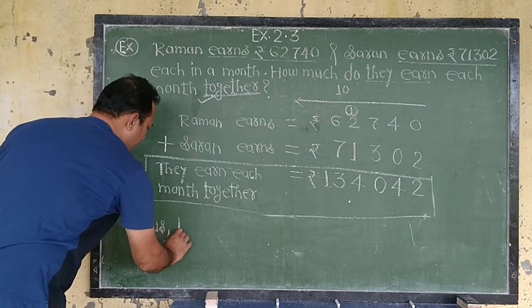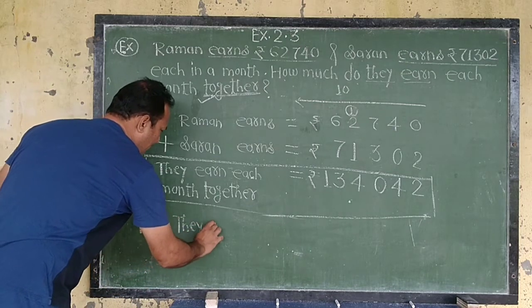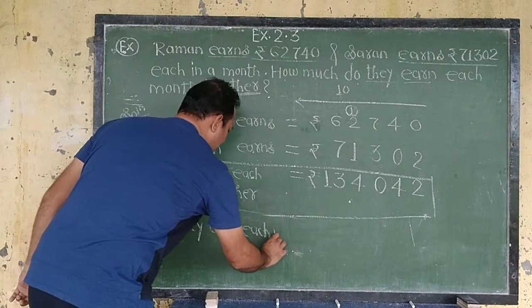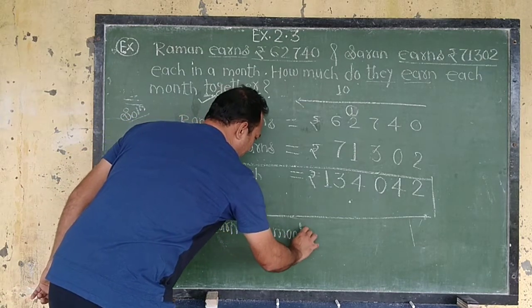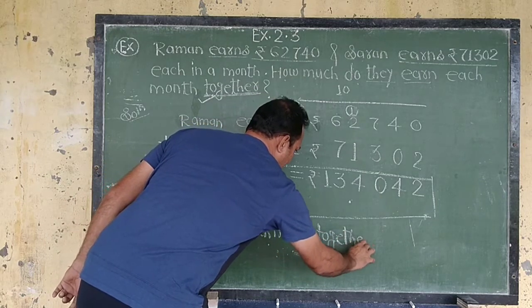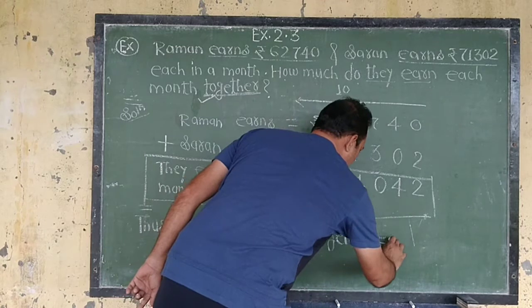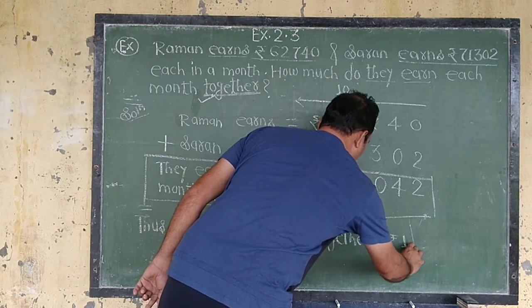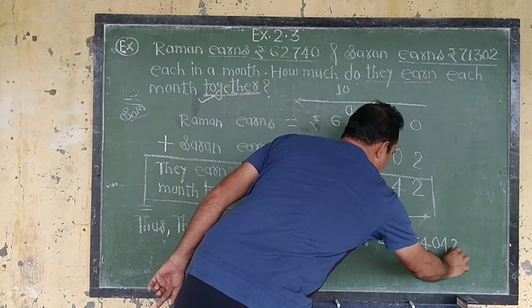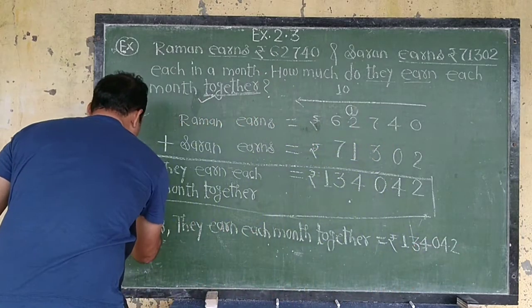Write the same. They earn each month together is equal to rupees 1,34,042 rupees, and make the box over.